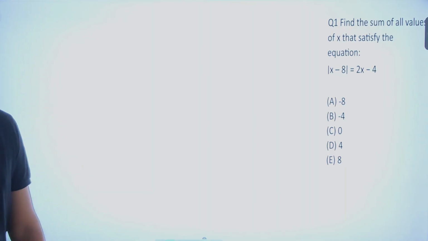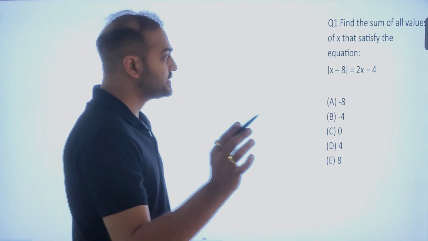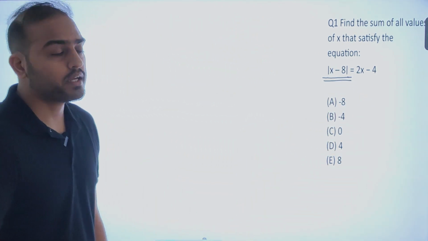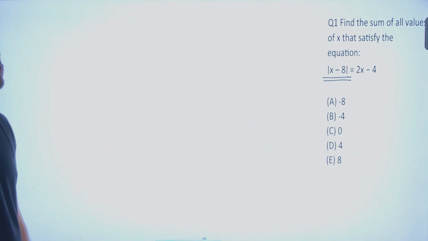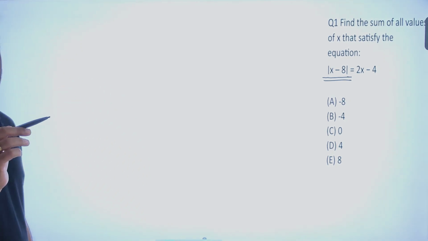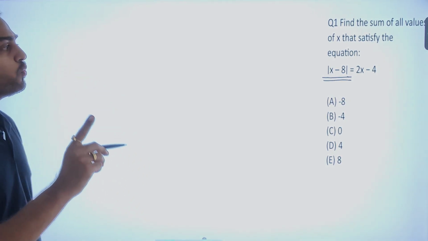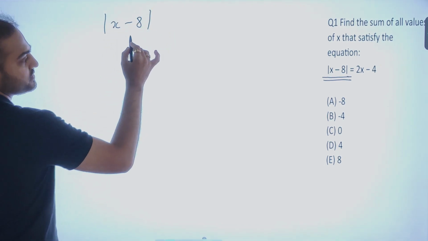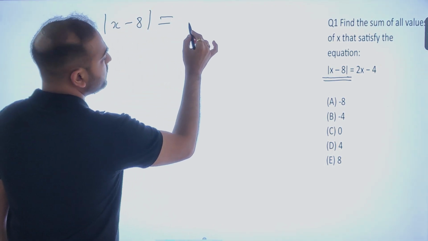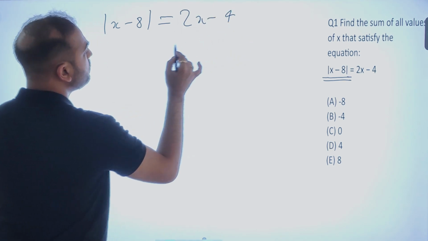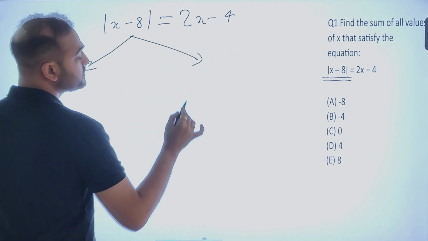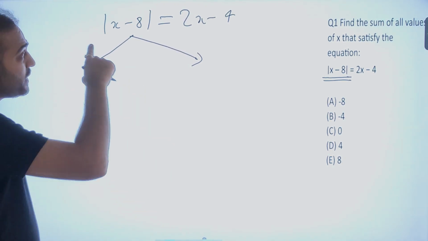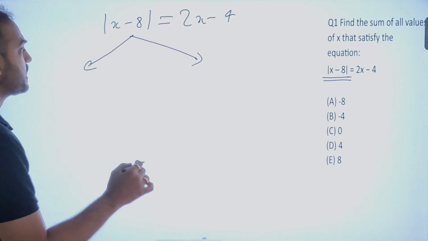Alright, so I hope you have read the question. Now see, we have single modulus. So if we have single modulus, what do we do? We break it into two parts. We will use method number 1. We'll break it into two parts. So mod x minus 8 is 2x minus 4. Break it into two parts. Either you write the condition or you plug the value back in to verify your answer.